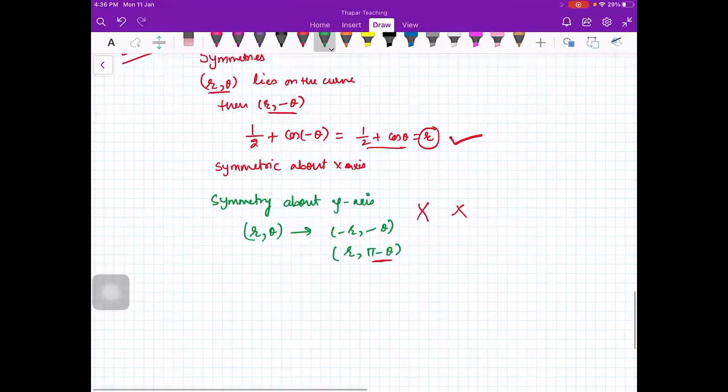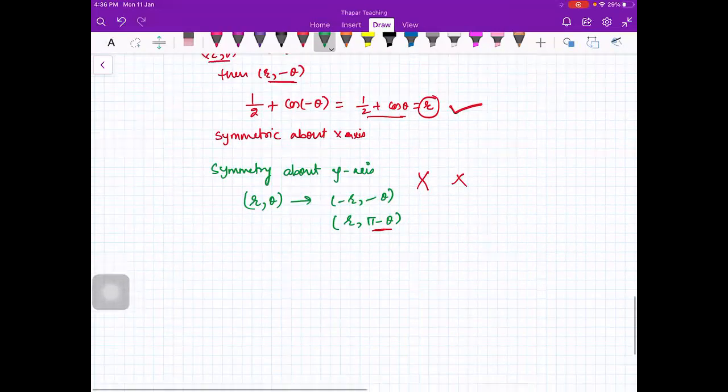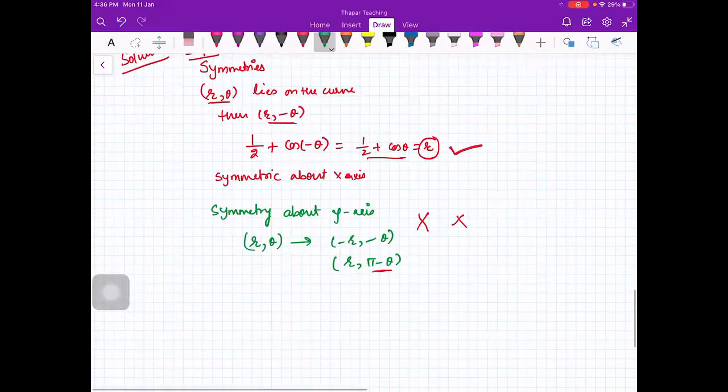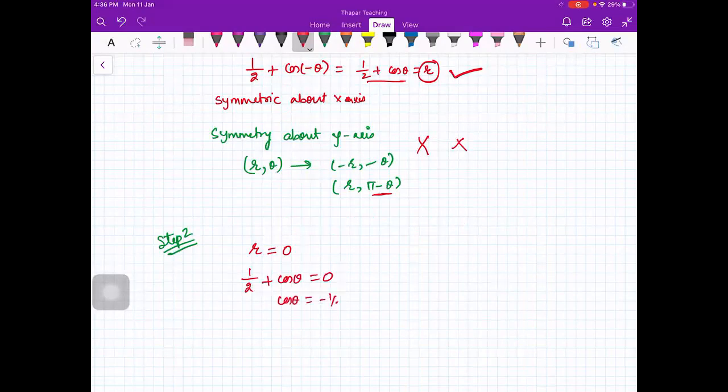So you now know that whatever is on the upper side of the x-axis, the same is on the below side of the x-axis. So we will just concentrate on the upper side. Now step 2 is you will see where your curve is passing through the origin. So for that you will put r equal to 0. So 1 plus cos theta equal to 0. So you will get cos theta is equal to minus half.